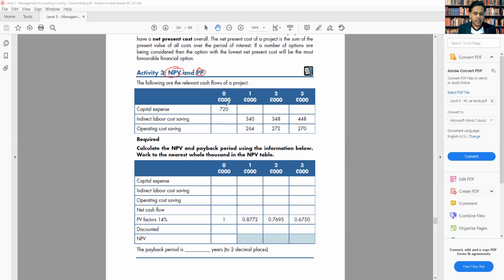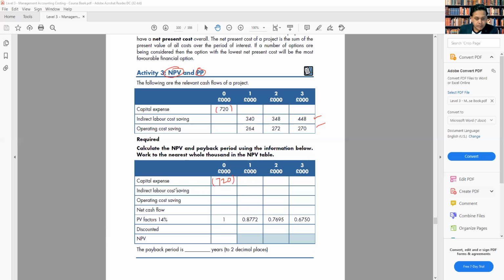We have a capital expense, so that means that's my investment. Capital expense is your investment, so that will be the minus. After that, we have an indirect labor cost savings. This is your inflow. Operating cost saving, this is your inflow. So these two are inflow. So let's do that. First we do the capital expense, that is 720. We write here 720, and we keep it in a bracket because it's the investment, the money will go out, it is the outflow of the cash.